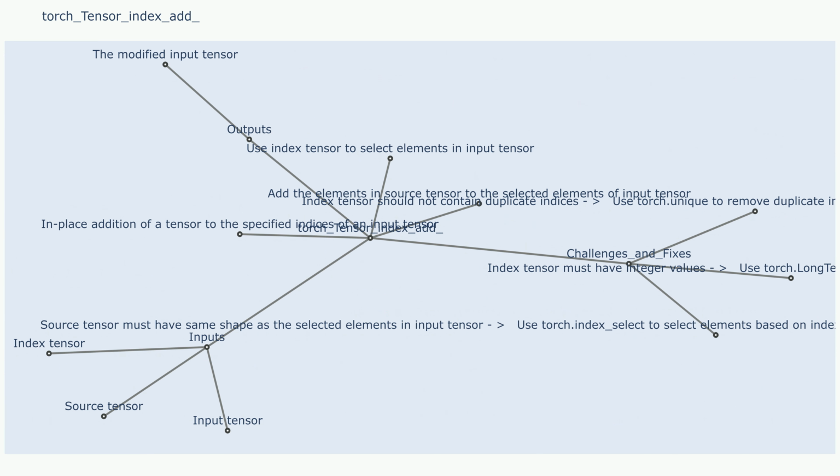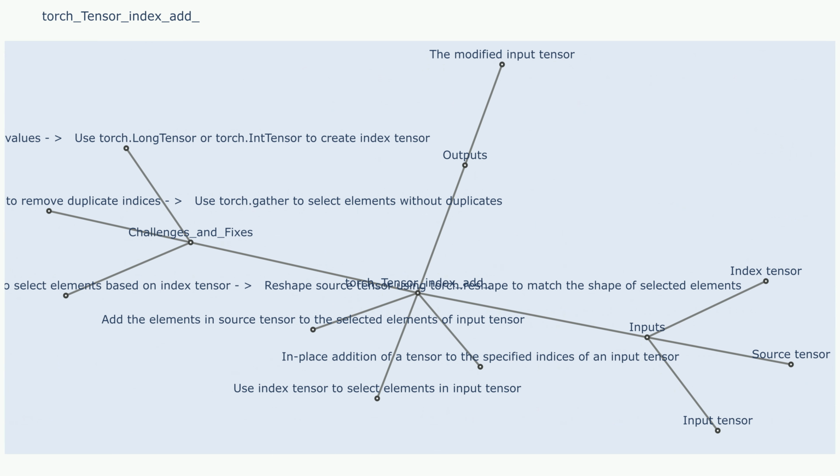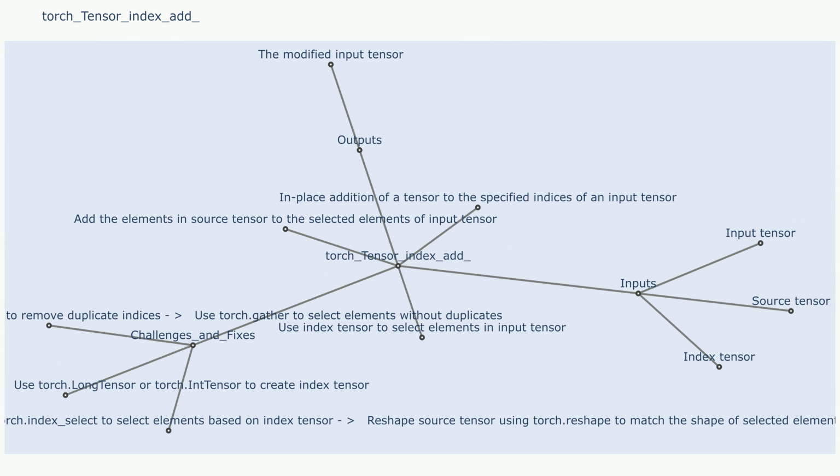Step 1: input tensor input is taken, and the elements corresponding to the indices in index are added with the corresponding elements of the source tensor. Step 2: the output tensor output is returned.